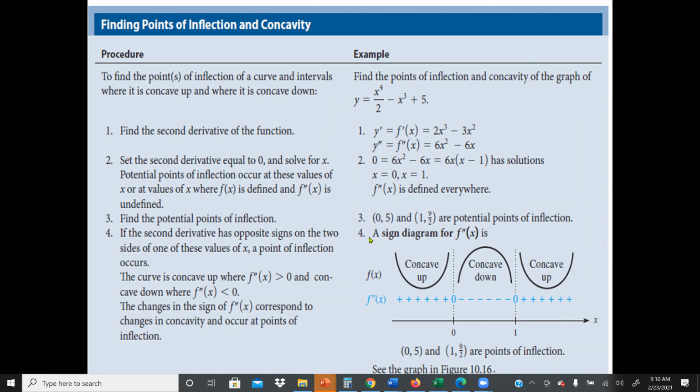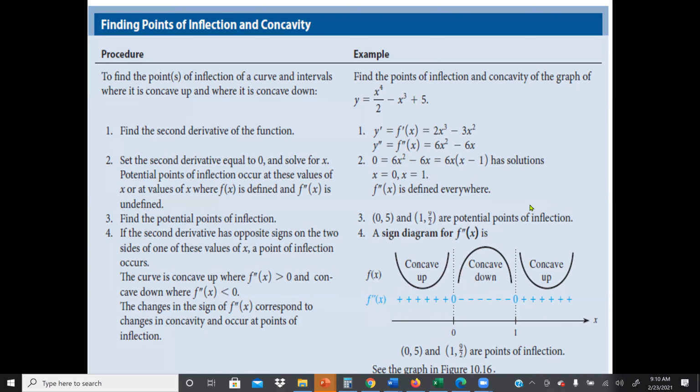Okay, so far we did up to step 3. If it's okay, let me wait for a few seconds if we have questions. Step 1, we find the second derivative. Step 2, we find the x point. Step 3, we find the point for both x and y. When we get x, we substitute x into the original function. Then we get the y for both. But here they wrote potential point of inflection.